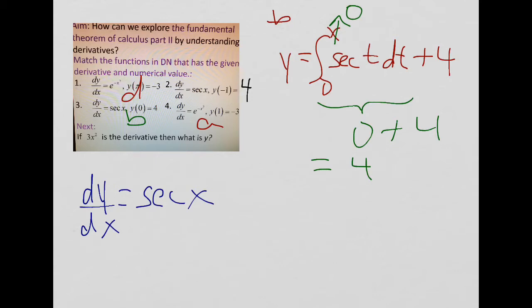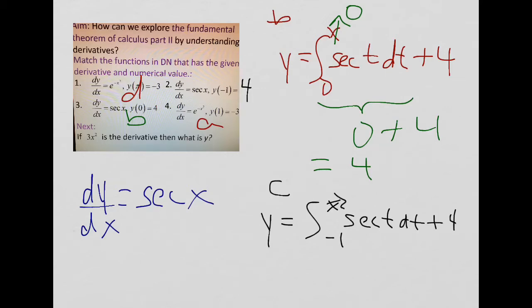And if we looked at C, it was this. And if we replaced x with a negative 1, then this would be 0 plus 4, which is 4, and that would be what we wanted here. Our answer for number 2 is C. So hopefully you can see how the fundamental theorem of calculus, part 1, works.